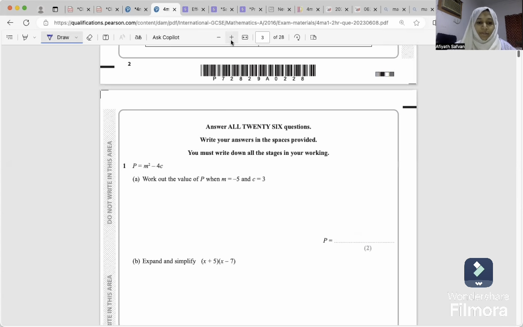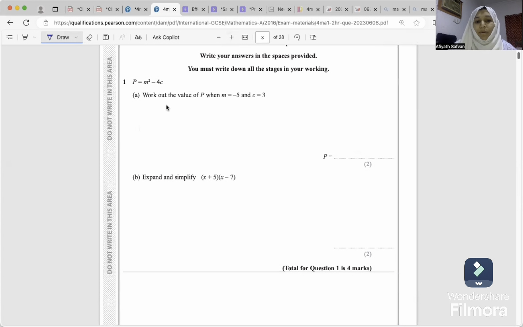Let's start with the first question. Work out the value of P when M is equal to minus 5 and C is equal to 3. So we need to substitute into the equation of P where M is going to be negative 5. It is very important to place them within brackets, as M is a negative value, minus 4 into C, which is positive, so just place the 3. Take the calculator: minus 5 whole squared minus 4 into 3, which is going to be positive 13. So write the answer here in the column.